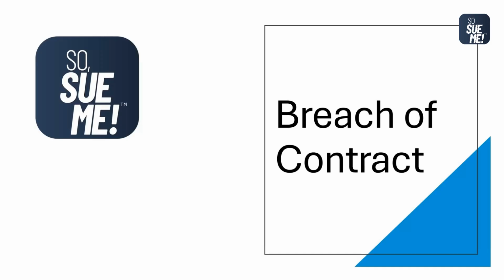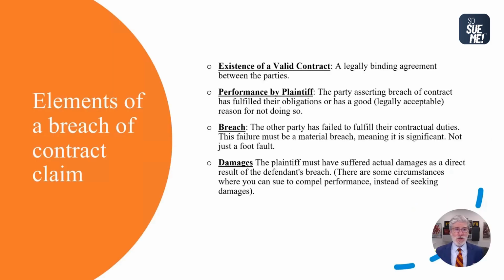You can't talk about a legal concept like breach of contract without some slides, so here we go. First off, what are the elements of a breach of contract claim? I'm going to start right off here with what would you have to do to sue somebody for breach of contract? These are the things you would have to prove. You would have to prove the existence of a valid contract, a legally binding agreement between the parties. I'm going to get into that a little deeper. You'd have to prove, if you were the plaintiff, that you performed the contract, that you fulfilled your obligations under the contract or had a good, legally acceptable reason for not doing so, such as the other side precluded you from performing for some improper reason.